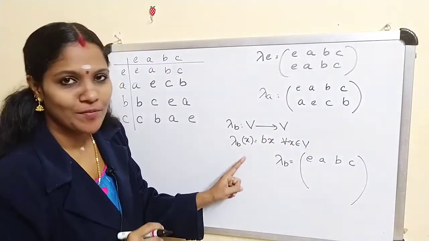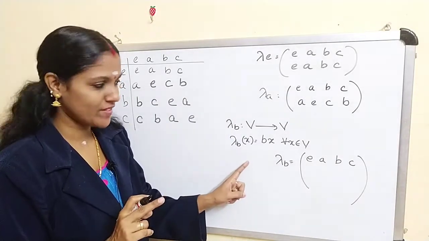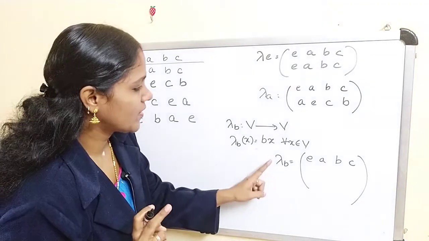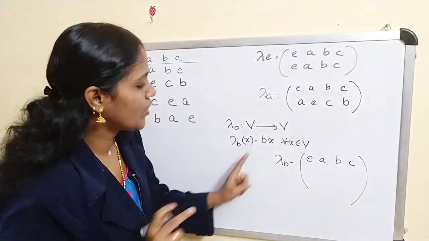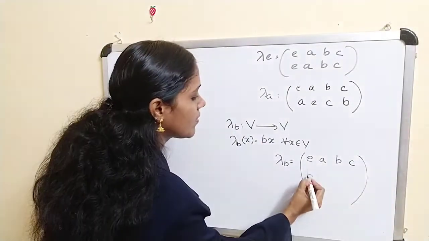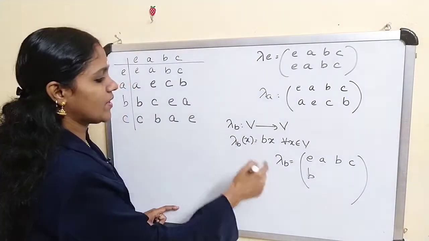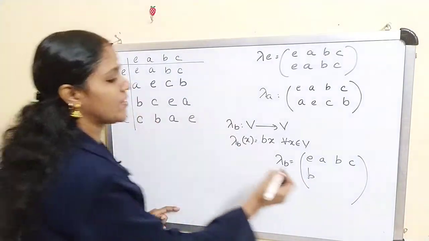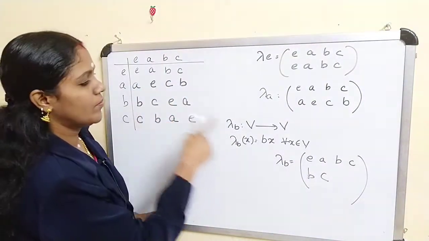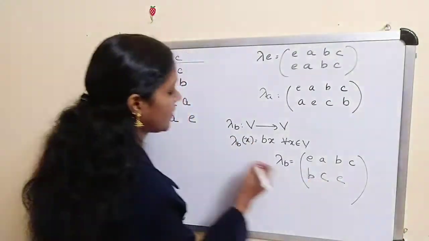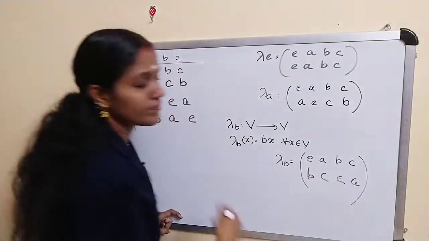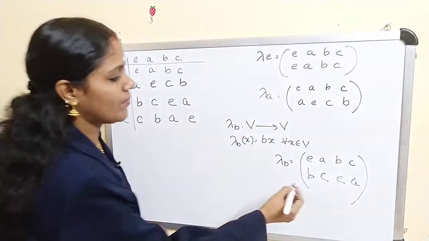Okay, now what about lambda B? By definition, lambda B of x is equal to Bx, for every x belongs to V. And now what about here? What about lambda B of E? BE equals B. What about lambda B of A? C. Lambda B of B, BB is E. Lambda B of C, BC is A. Okay, so lambda B is this one.